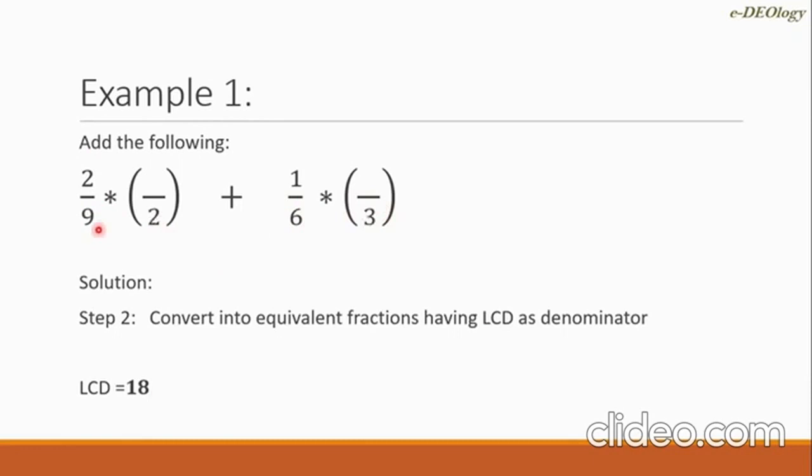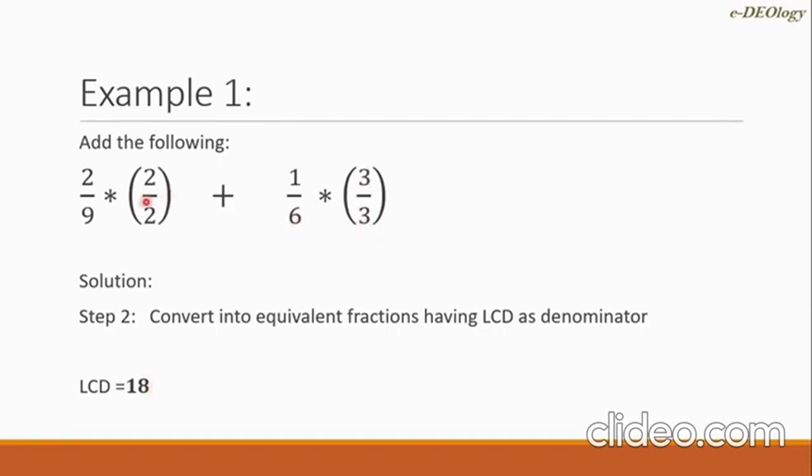As we see here, the 9 must be multiplied by 2 to get 18. The 6 must be multiplied by 3 to get 18. Then, that same number 2 that we multiplied to number 9 must be the numerator. So this must be 2 over 2 because this is equal to 1, and the number 1 multiplied to any fraction will not change the value of the fraction. The same way with the number 6 multiplied by 3, and then the numerator we must write 3 also.